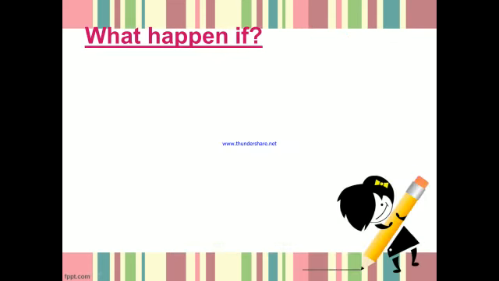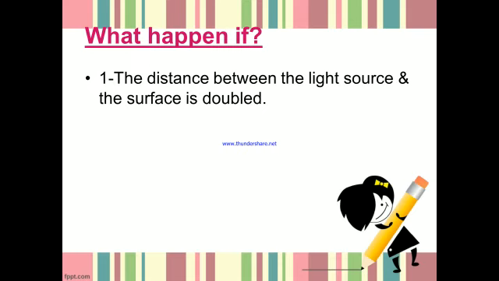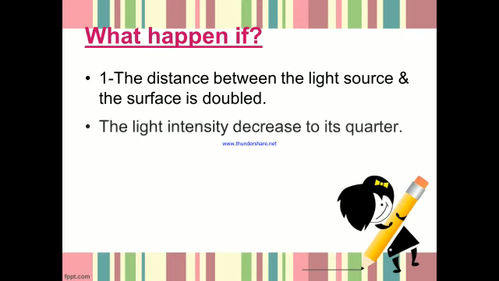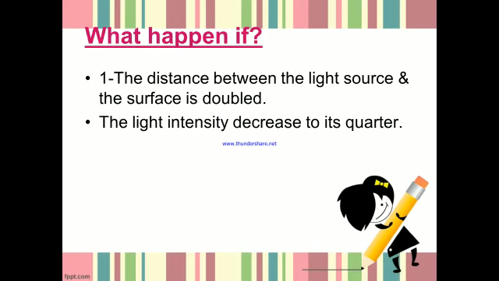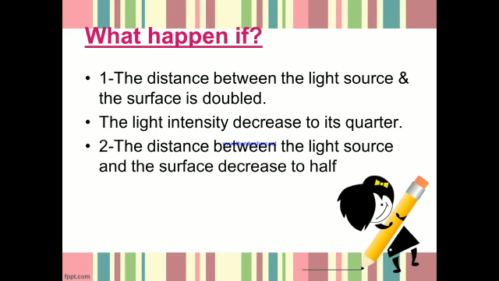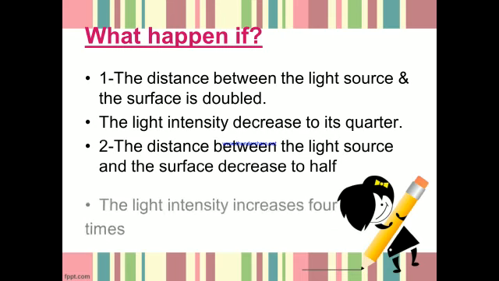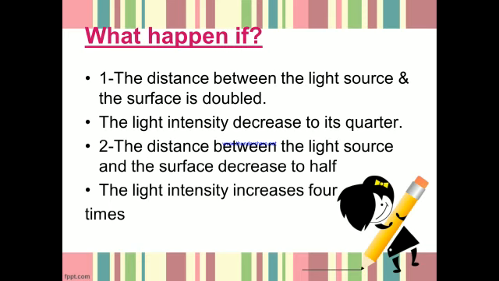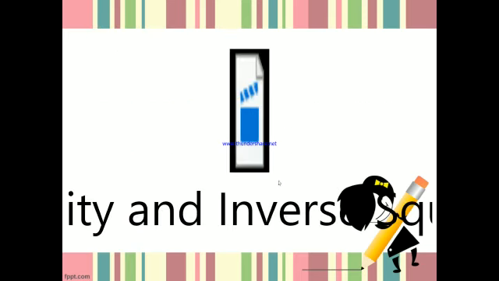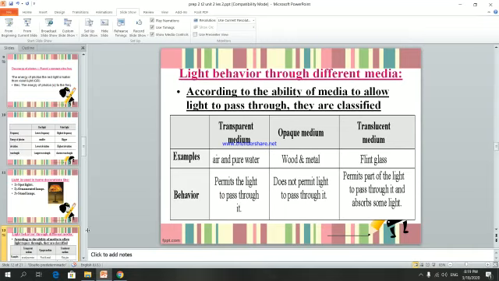Some questions: what happens if the distance between the light source and the surface is doubled? Now the light intensity will decrease to its quarter. Why? Because the light intensity is inversely proportional to the square of the distance, not the distance only. Again, another question. What happens if the distance between the light source and the surface decreases to half? We find that the light intensity in this case will increase 4 times. We will show you a video which shows this inverse square law of light.